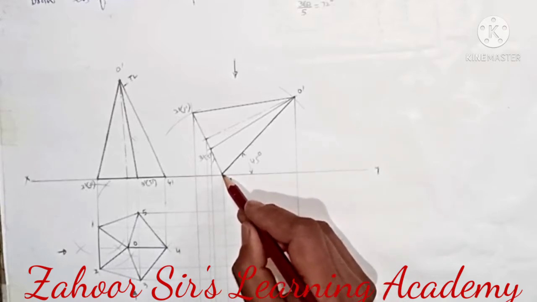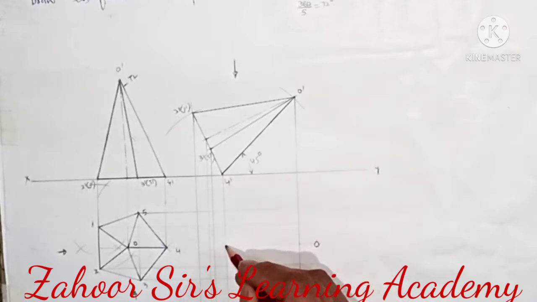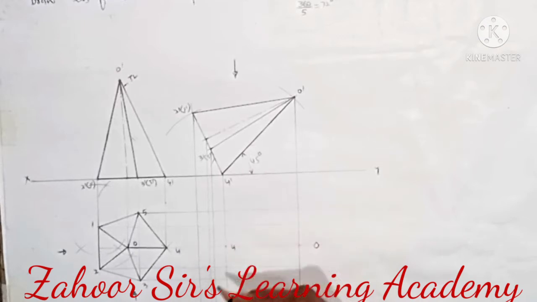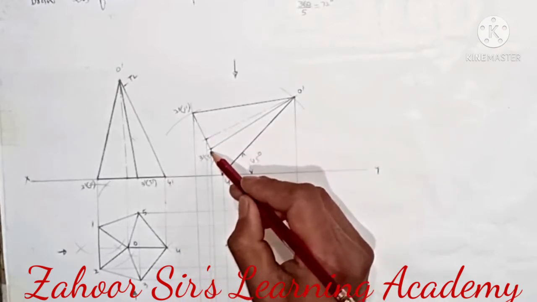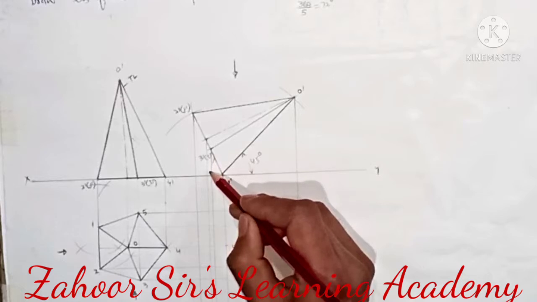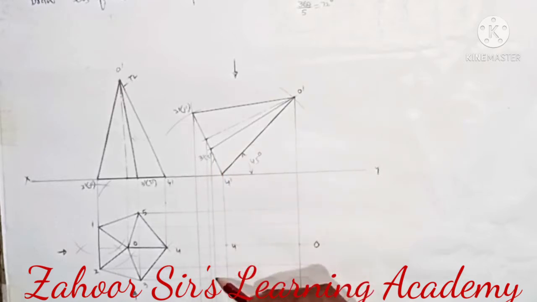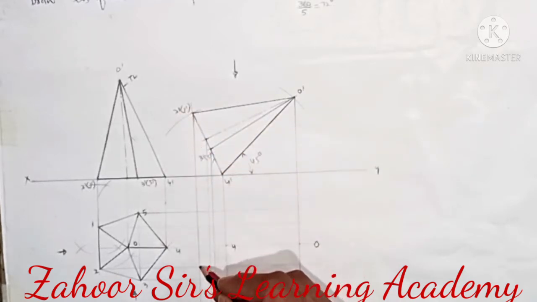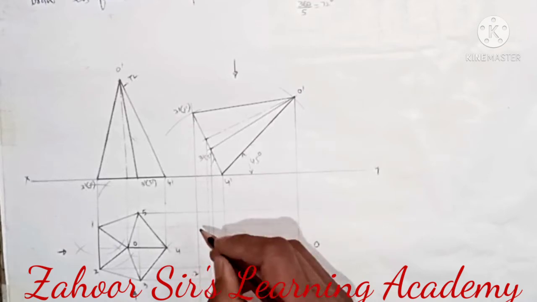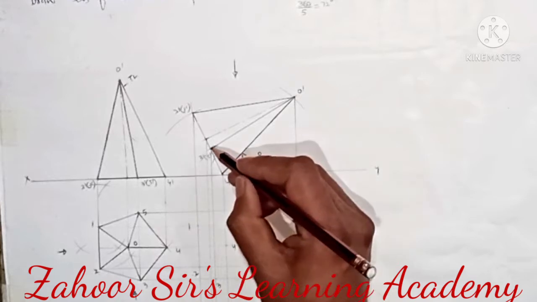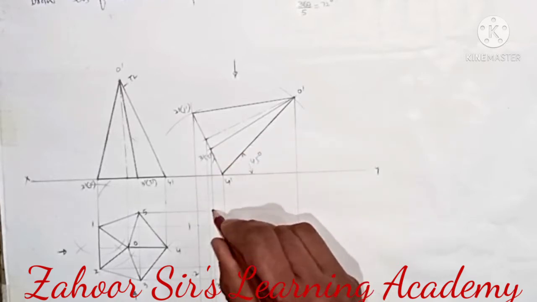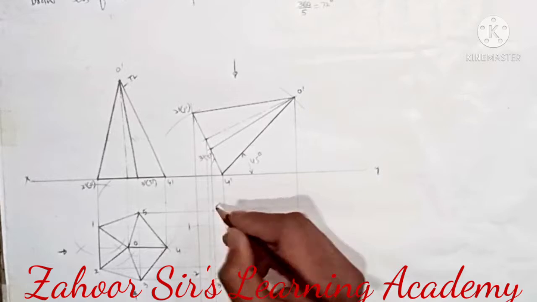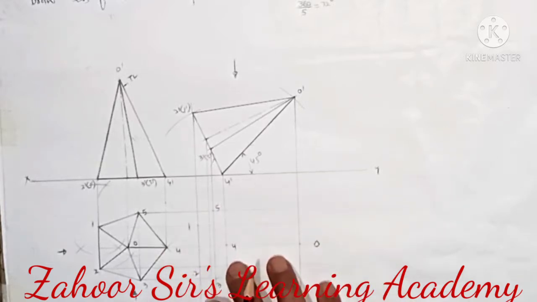Now let's see the other points. This is 4 prime and this is my 4, and similarly 3 prime, this one 3 prime, and this point is my 3, and 2 is from this side, and this is my 2, and then 1 from here, 1 from here, 1, and then 5 from here and 5 from here. This is my 5. Now I have drawn all those points.